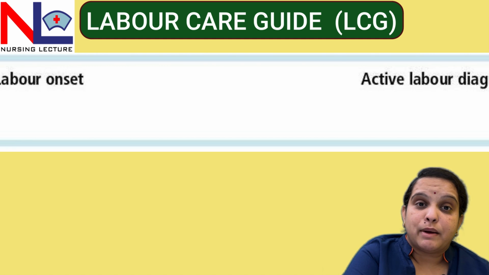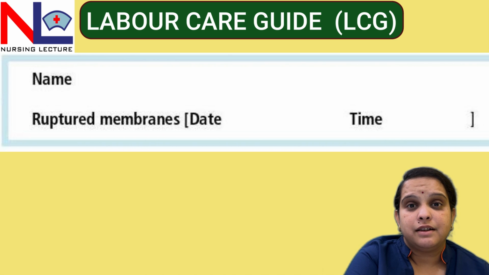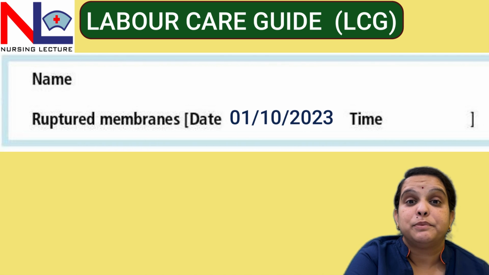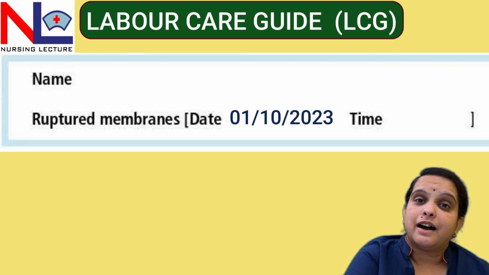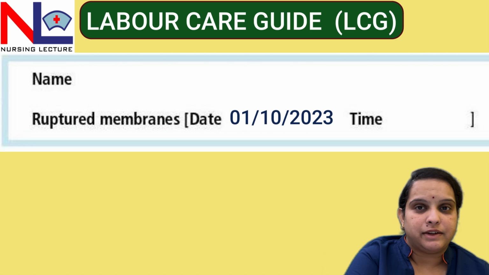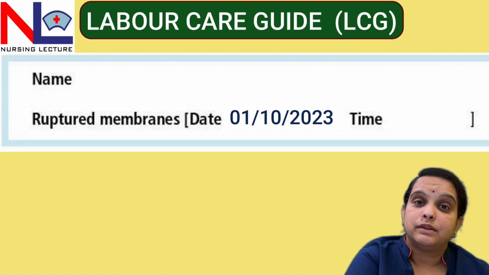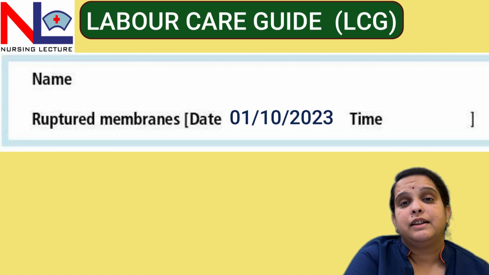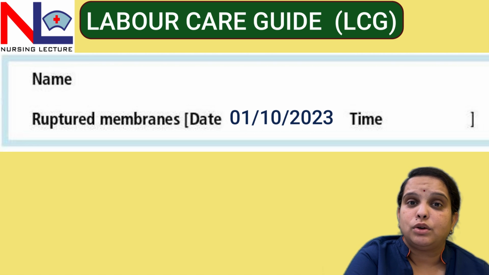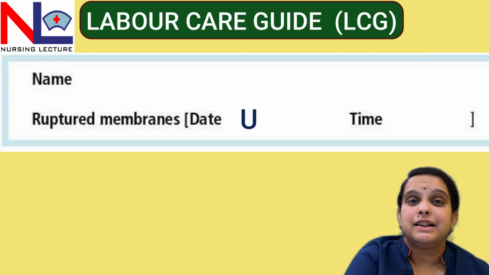Next is the ruptured membrane. Here you have to write the date. Suppose the mother came with a ruptured membrane, then you can write the date, and we can ask through the mother or through the companion, whoever came with the mother, for this detail. And suppose they do not know when the membrane got ruptured, that date and time, then we can write U, that is unknown.